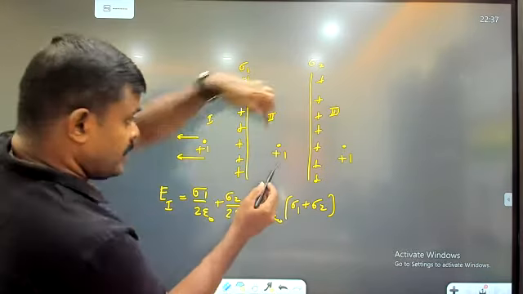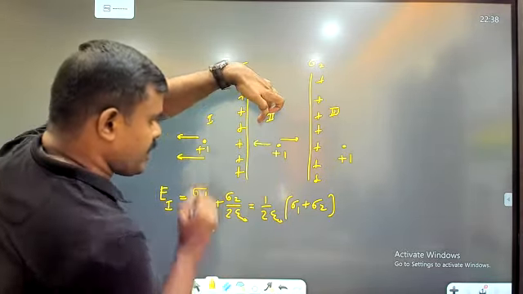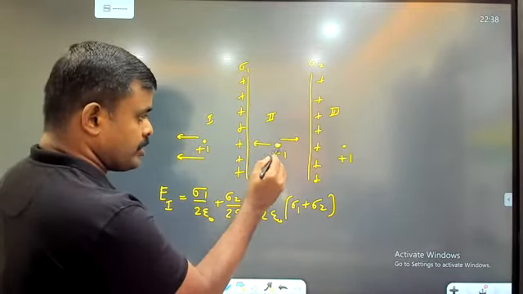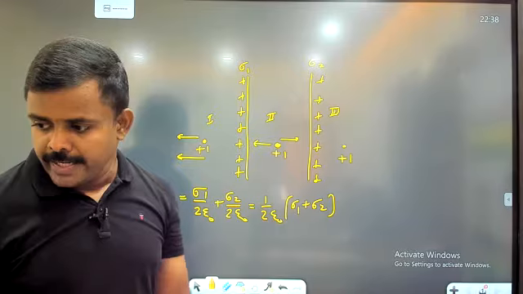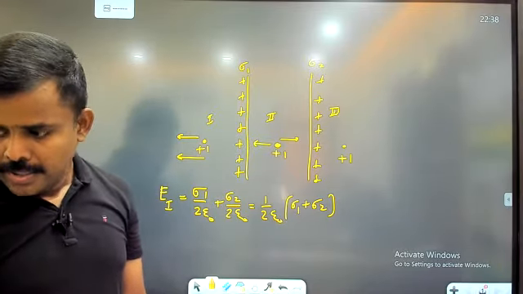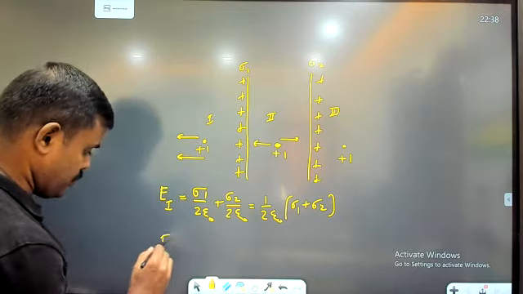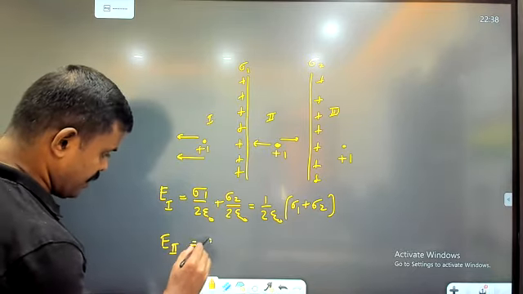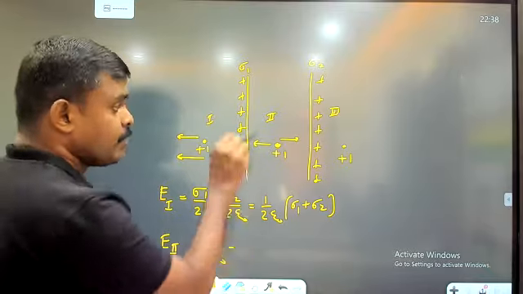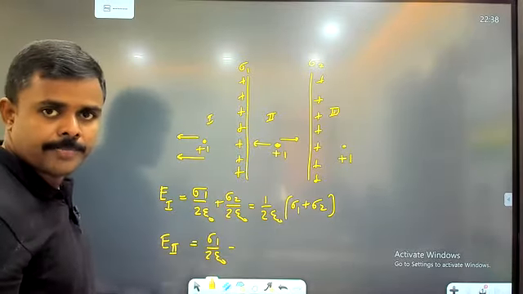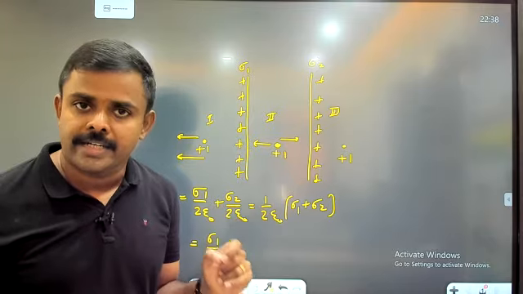What about this +1 in the middle? This plus is repelled by this sheet to the right, and that sheet is repelling it to the left. It is not 0, because sigma 1 and sigma 2 are not equal. If they are equal, the field in the middle is zero. So here they are in opposite directions, right? So E2, region number 2, I can take sigma 1 by 2 epsilon 0 minus sigma 2 by 2 epsilon 0. Why minus? One is to the right, the other is to the left. To the right is taken positive, to the left is taken negative, because they are vector quantities.